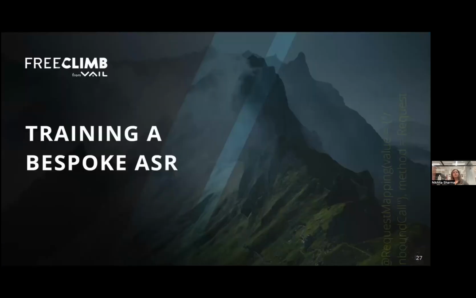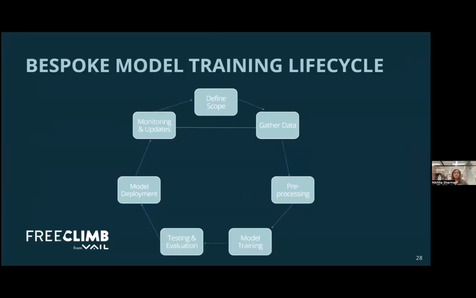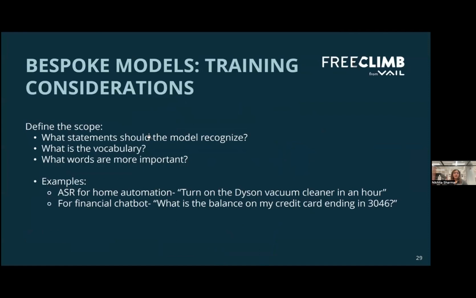So with that, let's move to the next section, which is considerations for training your bespoke model. This is what the training life cycle looks like. You have to define the scope, gather data, do pre-processing, train your model, and then evaluate it. If it meets your expectations, you can deploy it and then keep on updating it as necessary. So we're going to dive into each of those steps now.